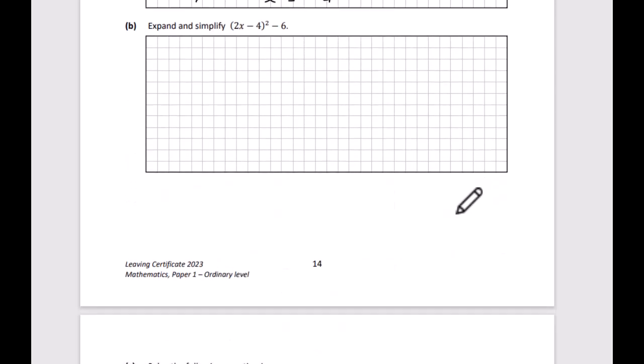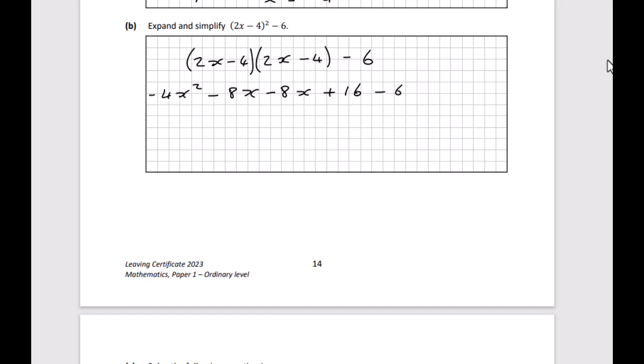Expand and simplify. So we have 2x minus 4 squared minus 6, which means 2x minus 4 times 2x minus 4 minus 6. Now really what you've got to do here is take the 2x in the first bracket, multiply it by these two here, take the minus 4, multiply it by these two here, and then do the minus 6 at the end. So it's going to be 2x times 2x, which is 4x squared, 2x times minus 4, which is minus 8x, minus 4 times 2x, which is minus 8x, and then minus 4 times minus 4 is plus 16. And that's a minus 6 out at the end.